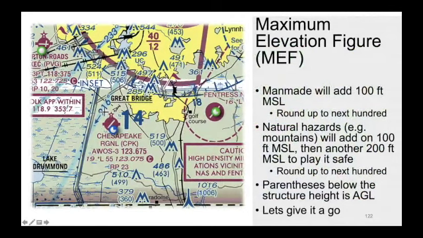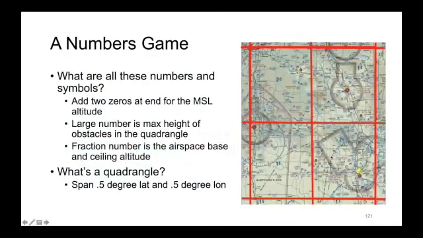Here, this is blown up a little bit where you can see it. The maximum elevation figure is the big numbers within your quadrant. How do they figure how that works? The big numbers would be these numbers here, 18, 20, 18. How do they come up with those numbers?